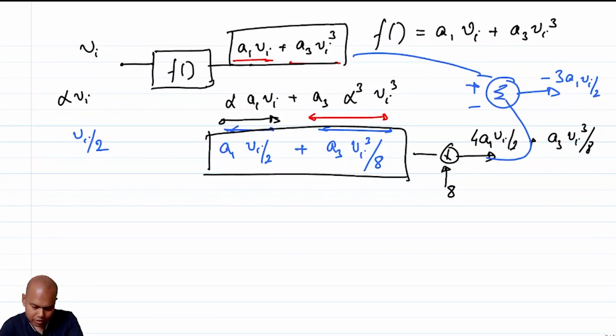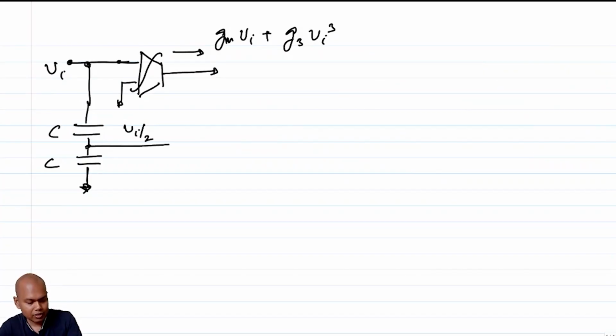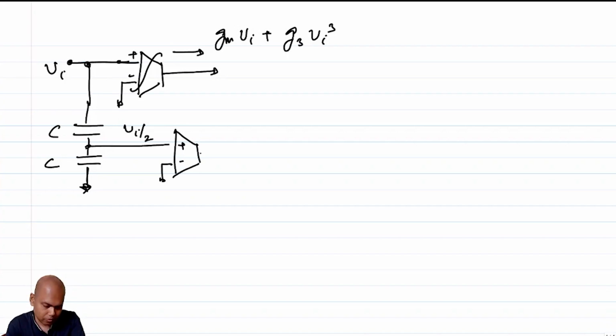So what else do I need to do? This Vi by 2 I need to apply to the same GM, but I cannot apply it to the same GM. What I can do is have a copy of the same GM. If I copy the same GM, what will be the output? The output will be GM Vi by 2 plus G3 Vi by 2 whole cube, that is G3 Vi cube by 8.